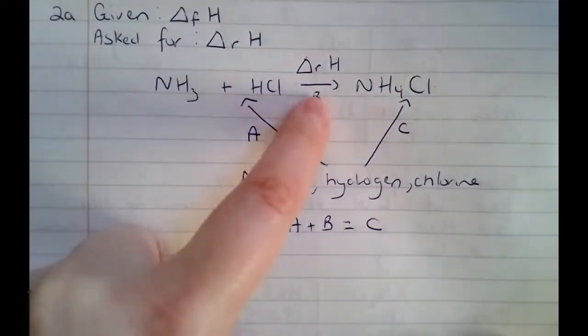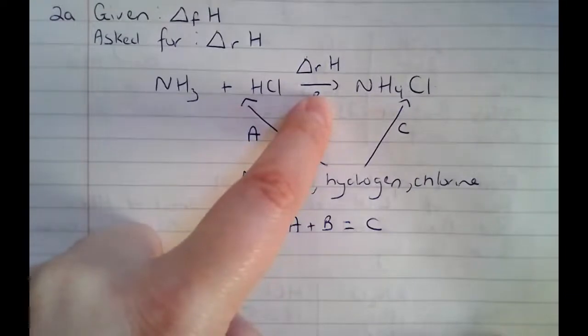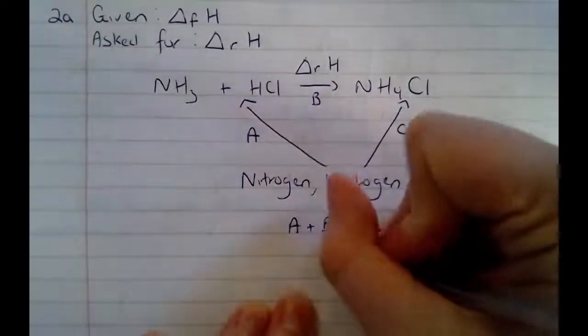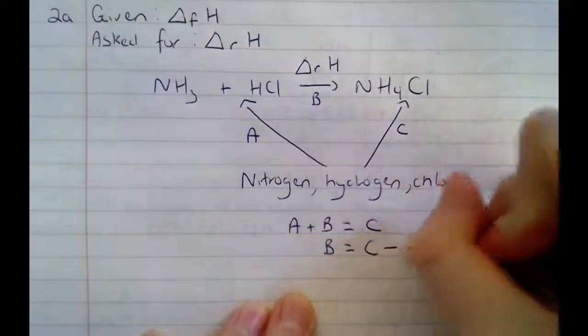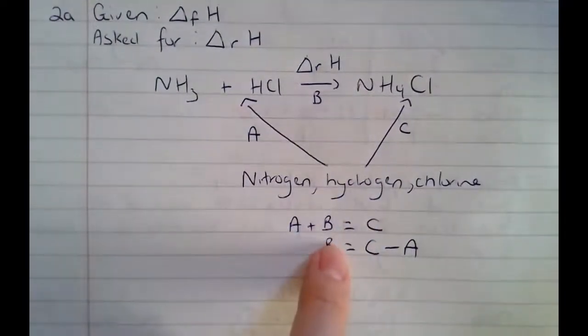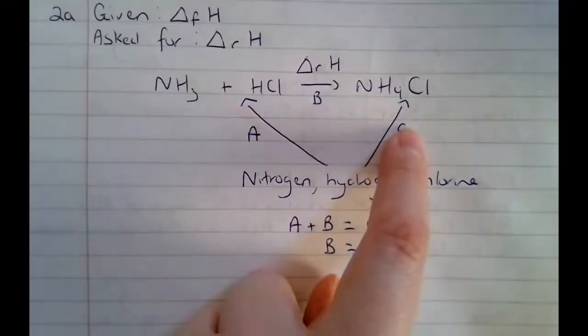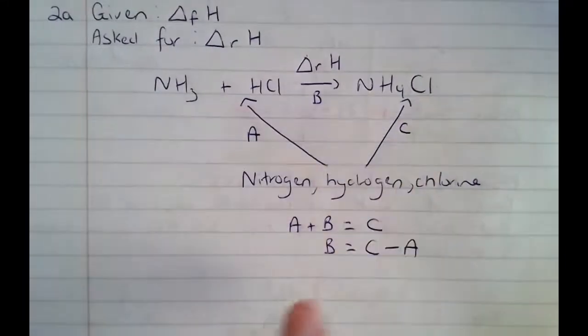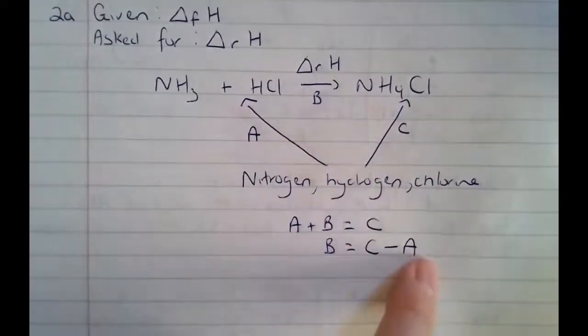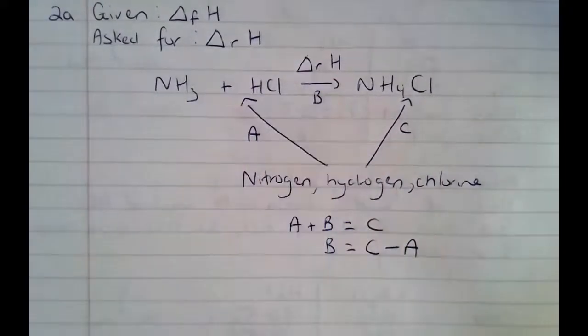As I've already mentioned, it's B that you're actually interested in. So what I'm going to do is rewrite my equation so that I have B equals C minus A. What I need to do now is use the information given to me in the question to find C, use the information given to me in the question to find A, and once I've got that, I'm going to do C minus A, and that gives me B, which is what I'm trying to find.